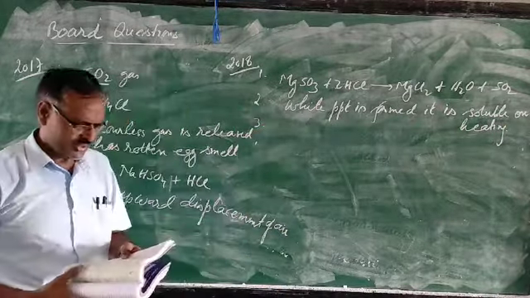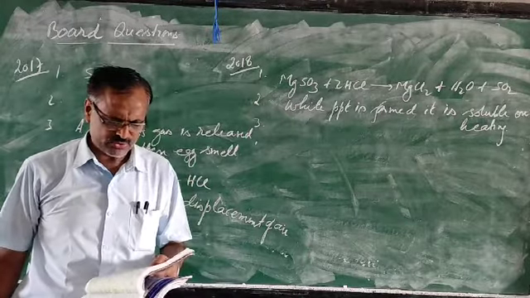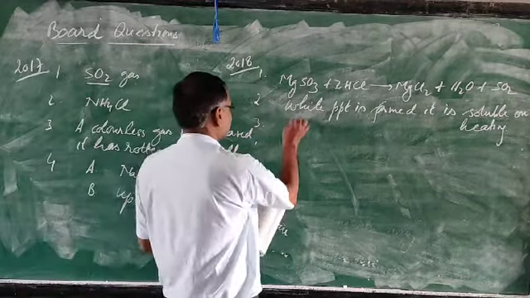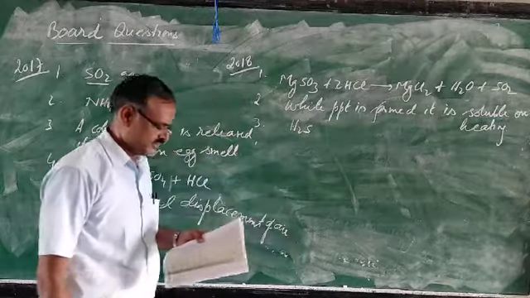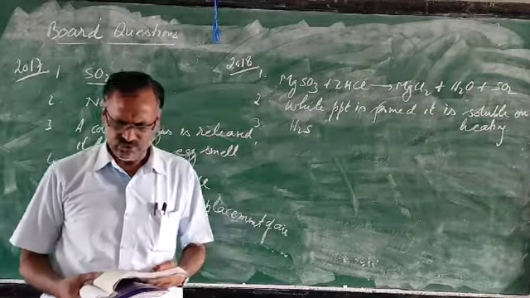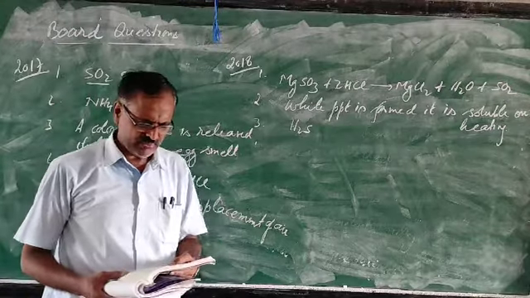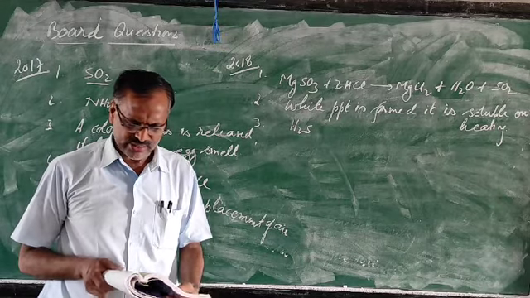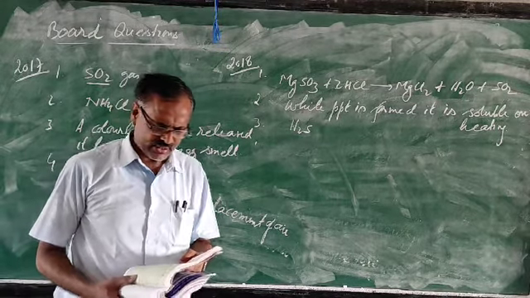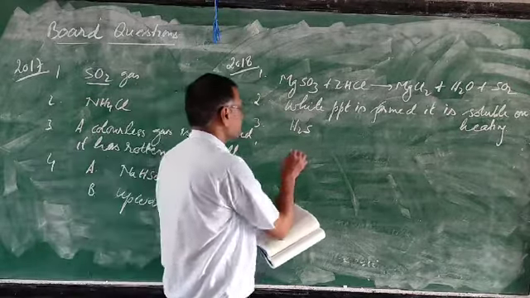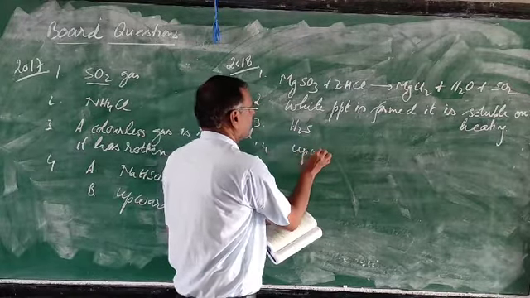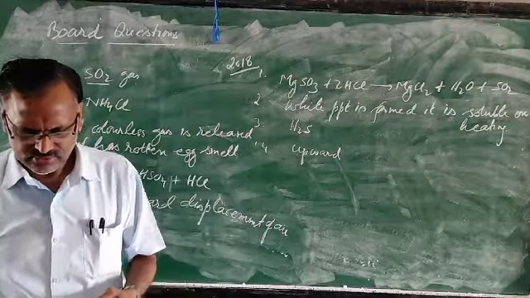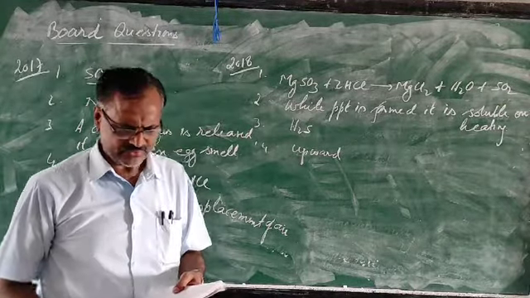Then third, name the gas that is produced during the action of dilute hydrochloric acid on sodium sulfide. So H2S gas. All the metallic sulfides, when they react with acid, form salt and H2S gas. Fill in the blanks with the correct choices given in brackets. Dry hydrochloric gas can be collected by upward displacement of air. Upward is the correct one.